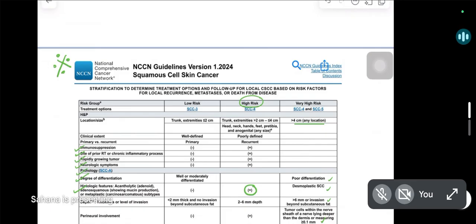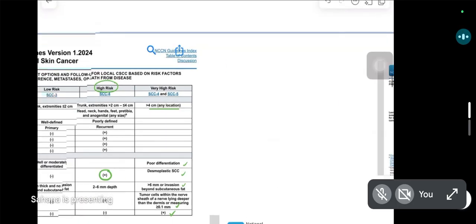Then what constitutes low risk? Trunk or extremity, less than 2 centimeter, well differentiated, not in a previously irradiated or immunocompromised patient. Those don't grow rapidly. There are no neurological symptoms, meaning the nerve is not involved clinically. They are well to moderately differentiated and have less than 2 mm thickness, or invasion not beyond subcutaneous fat. There is no perineural or lymphovascular invasion. Anything that does not fit into low or very high risk will come under high risk. Then all your treatment will be based on this.